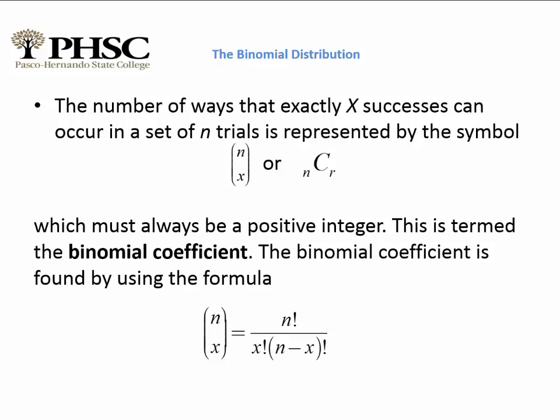That gives rise to what we call the binomial coefficient. The number of ways that exactly X successes can occur in a set of n trials is represented by nCr, or n choose r. We went over this a few lectures ago, and this is always a positive integer. This is what we call the binomial coefficient, and it is found by using the following formula. We've done this before: n factorial divided by x factorial times n minus x factorial, but instead of x, we used r.